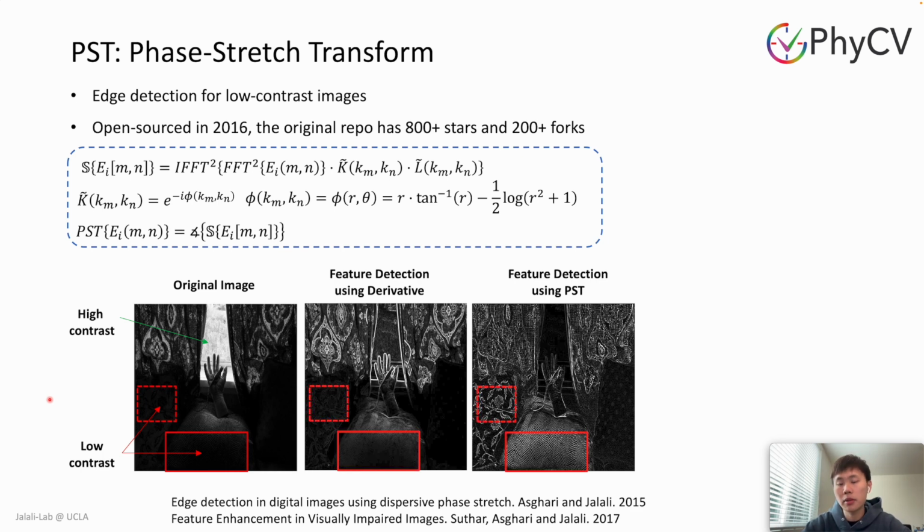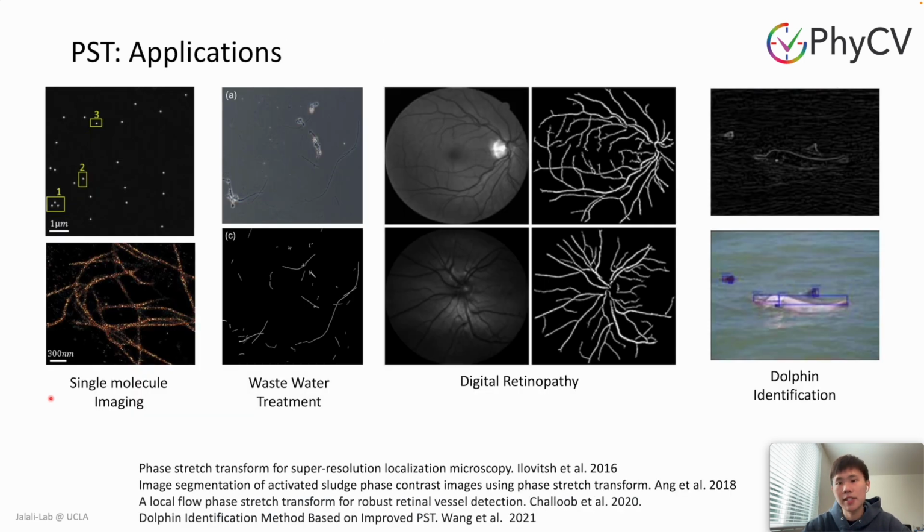The original implementation of PST was open sourced in 2016 and has more than 800 stars and 200 forks on GitHub as of now. PST has been successfully applied to various applications, including single molecule imaging, wastewater treatment, diabetic retinopathy, and dolphin identification, etc.